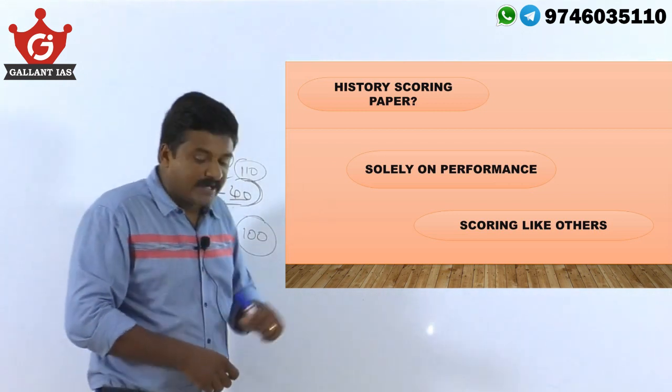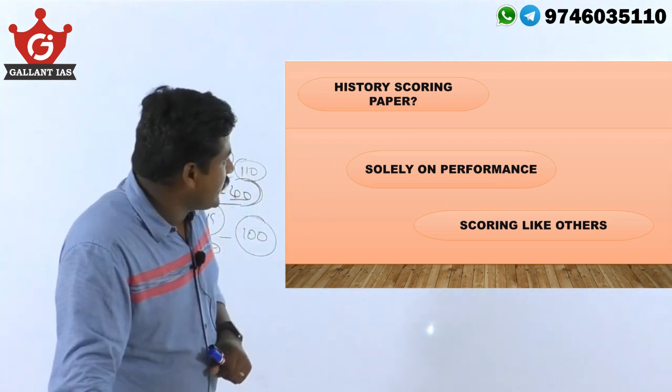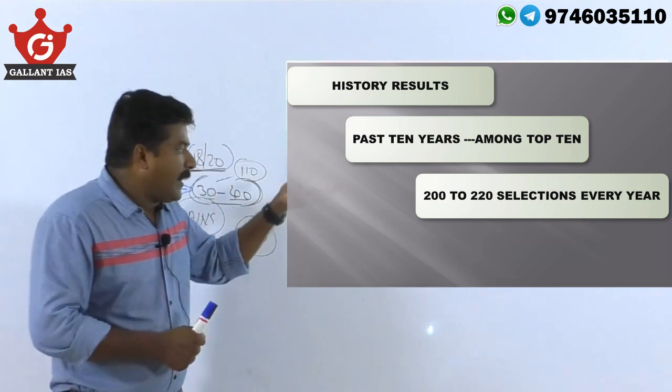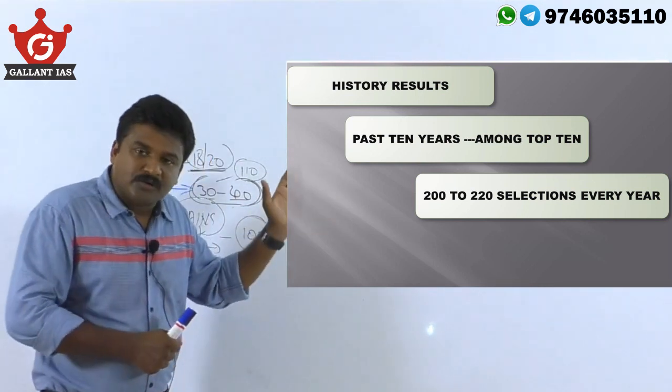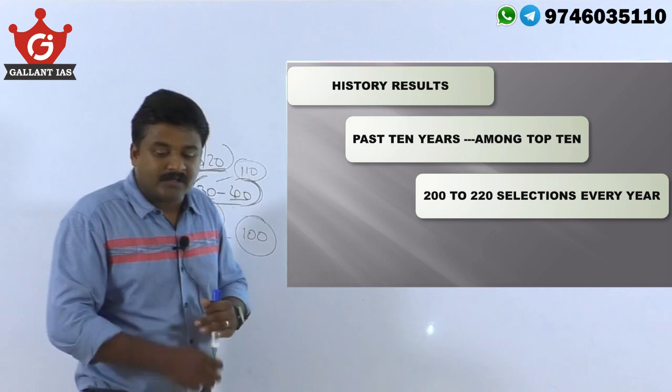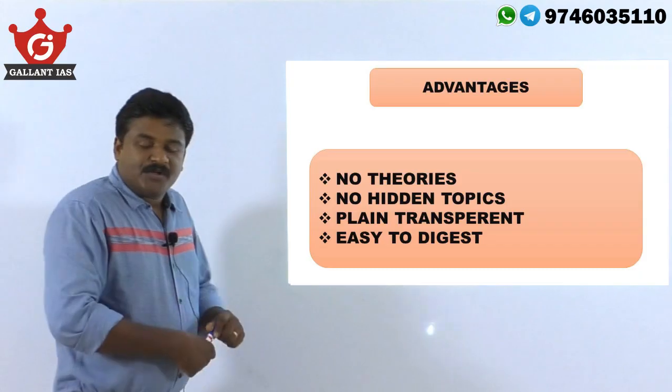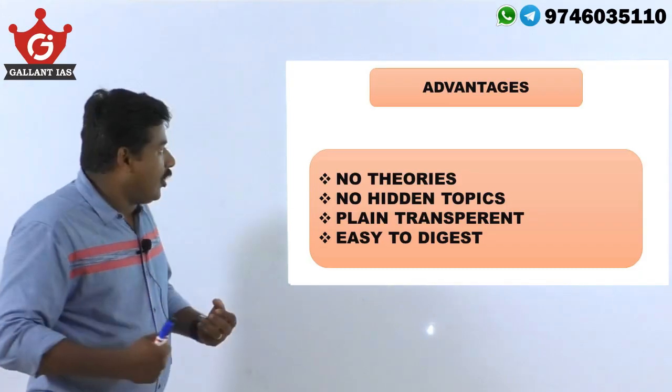Okay, so this is again a scoring optional. Yes, you can check the past 10 years' results. Among the top 10 and top 100, there are history optional students. So history is also a scoring optional.